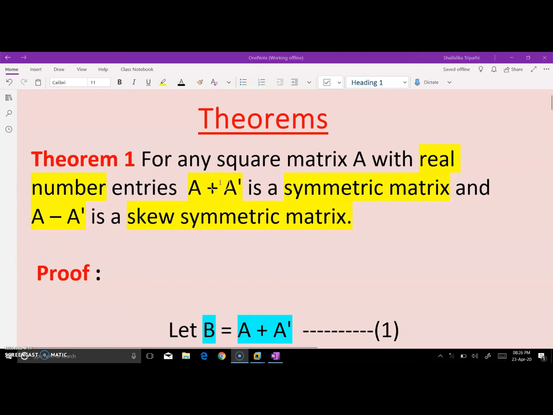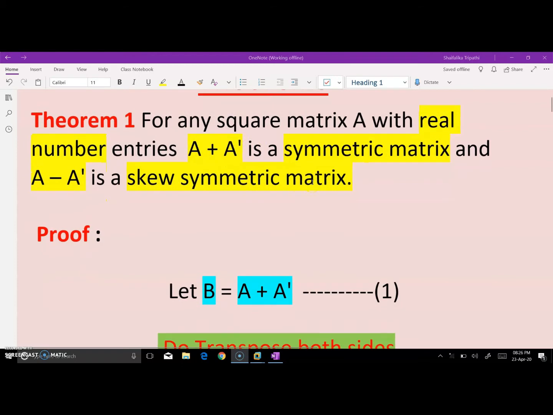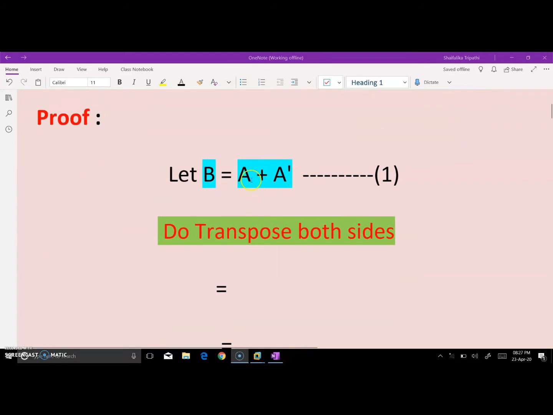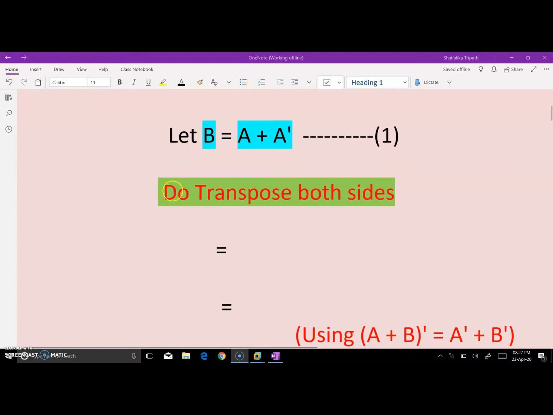First, this is A plus A transpose, and we will denote this matrix by one letter. As you know, we denote a matrix with a capital letter, so I'll denote A plus transpose of A with the capital B here. So we have to prove this is a symmetric matrix. Our first step is, we will take transpose both sides. When we take transpose both sides, this will be B transpose and the right hand side will be A plus A transpose and the whole transpose, right?